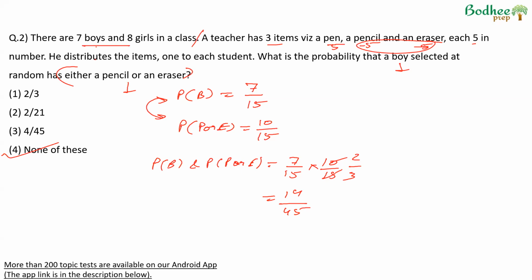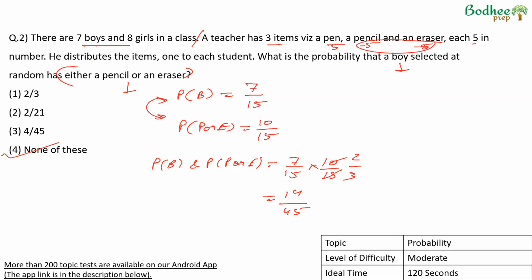Again, in terms of level of difficulty, I'd say it is a moderate question. The question looks a little difficult. Otherwise, solving should not be too big a problem.